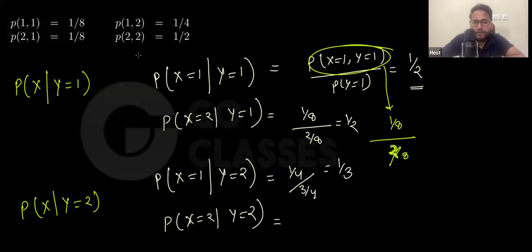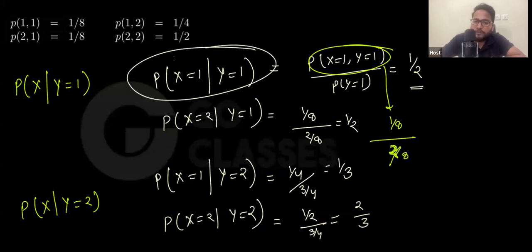Now the last one, this is 1 by 2 divided by 3 by 4. It is 4 by 6, right? Which is 2 by 3. Okay. Tell me, is this fine to everyone? Now, interestingly, if there are just two probabilities, then if you just find one of them, can you not find the other one?